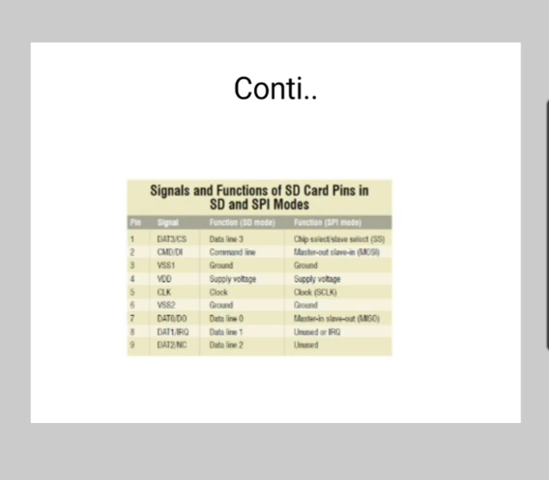Next is VSS1, that is ground. Next is VDD, supply voltage. Next is clock. Next is VSS2, it is also ground. Next data line 0, its function is master in slave out. Next data line 1 and data line 2. Data line 1 is unused or IRQ, that is interrupt, and data line 2 is unused.